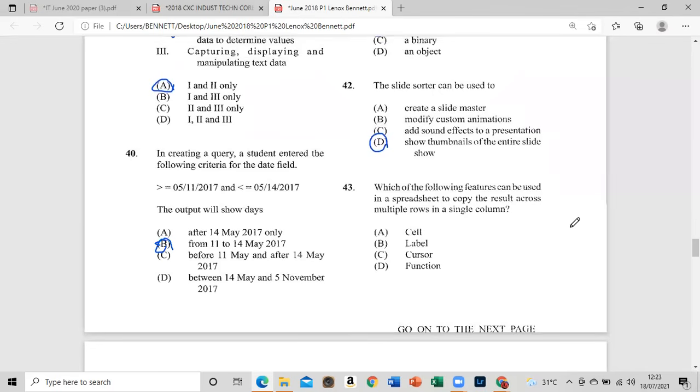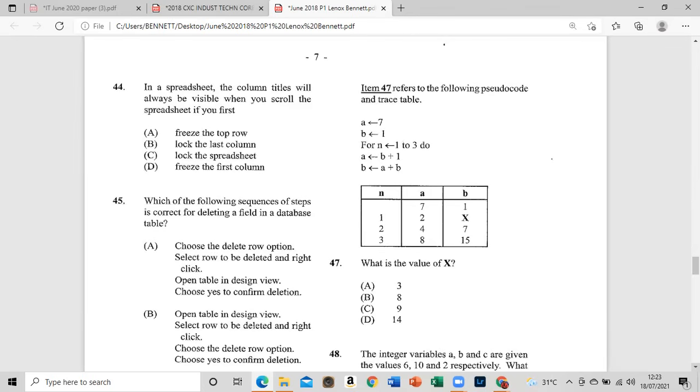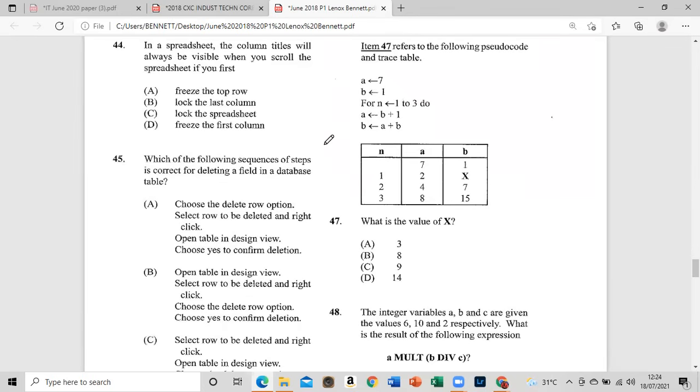Go ahead and type in that one, guys. Which of the following features can be used in a spreadsheet to copy the result across the multiple rows in a single column? Is it cell, label, cursor, or a function? So 43 is D, it's a function, right? That's the purpose of it. If you're just joining, just watch back the video. I don't have to tell you that. You know that already. All right, guys.